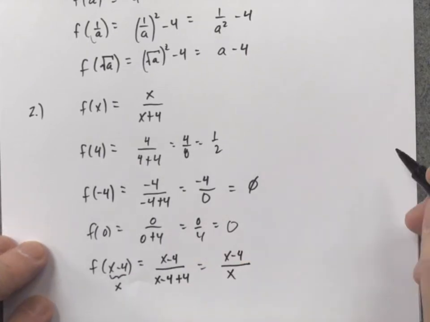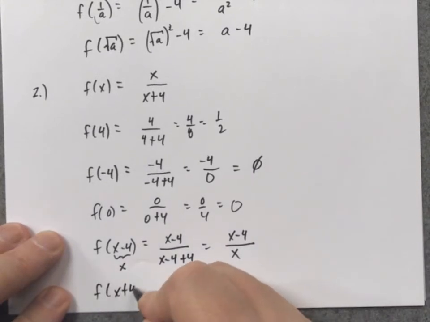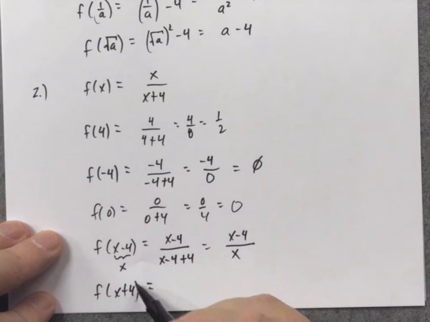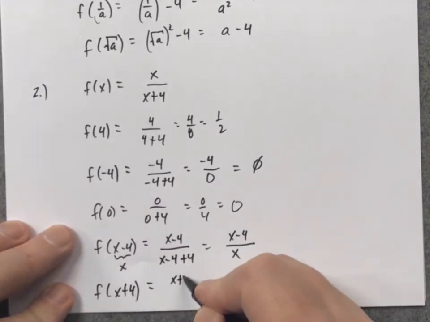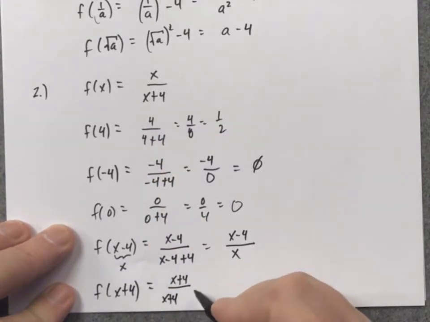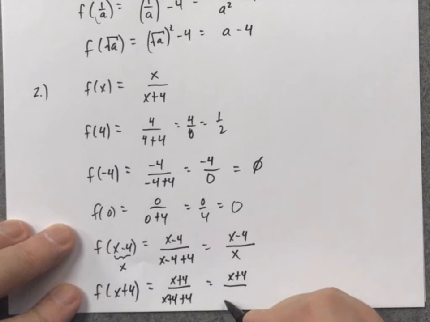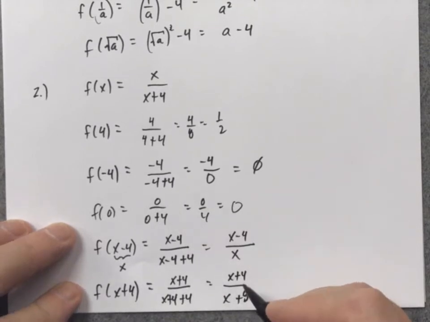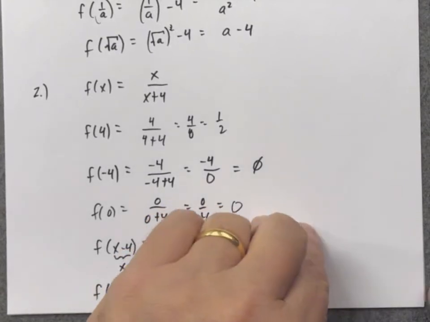Then the last one, f of x plus 4. Same thing, every place you have an x in the function, replace it with x plus 4. So I got an x plus 4 in the numerator. I got an x plus 4 in the denominator, and then plus 4. So this is x plus 4 over x plus 8. All right, pretty simple function notation.